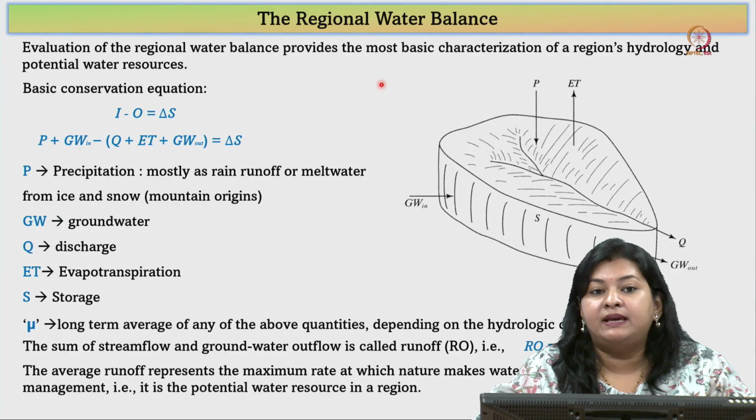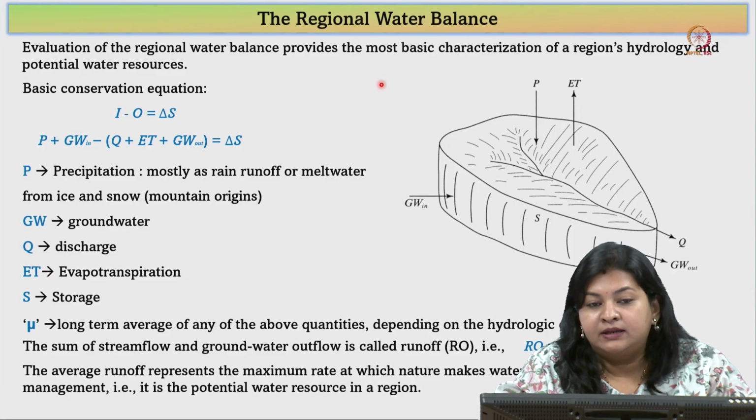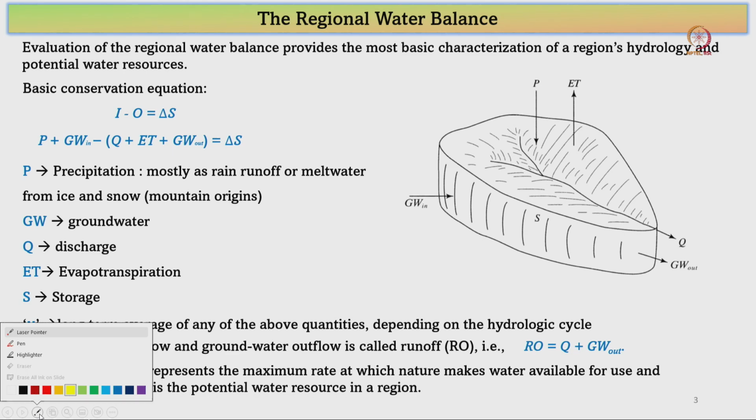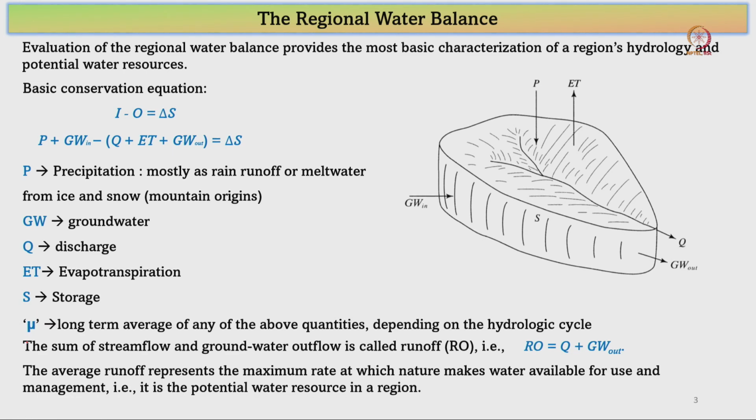And of course, it is following the mass conservation law. Okay. So, there is a basic conservation equation, that is the first equation, and that is given by I minus O is equal to delta S. Okay. What is this I? This I is input, right. O is output. So, this is input, that is output, and the difference between input and output is my storage. So, delta S is my change in storage.